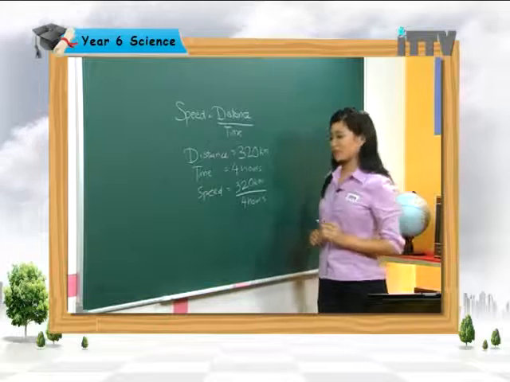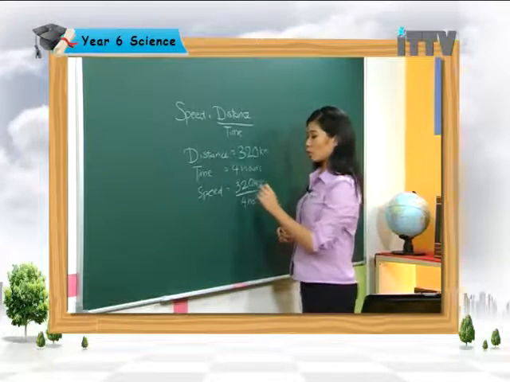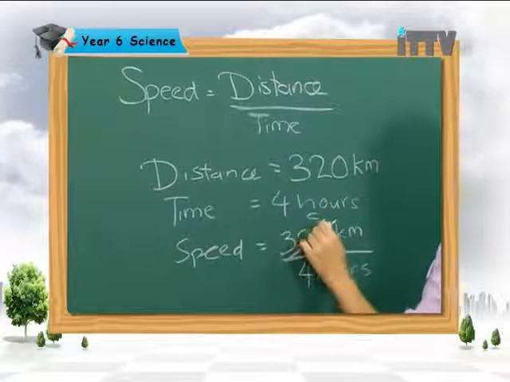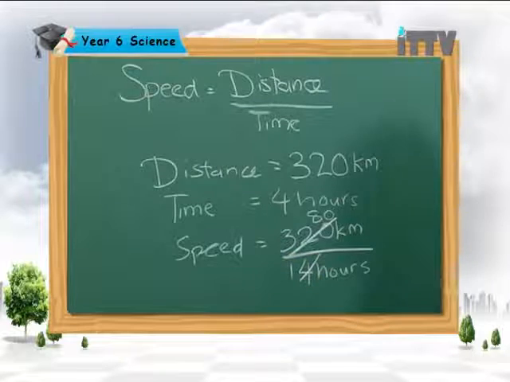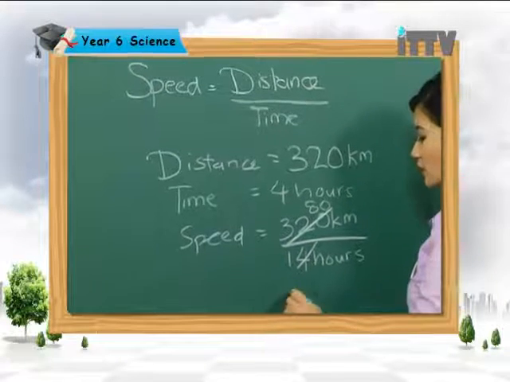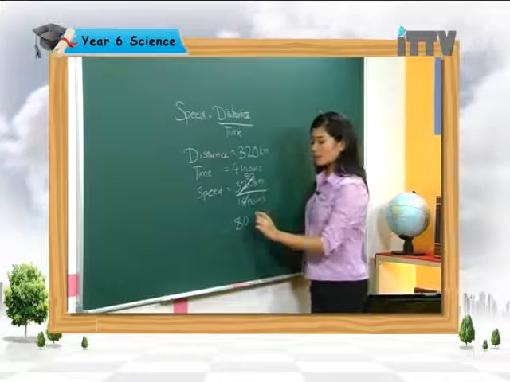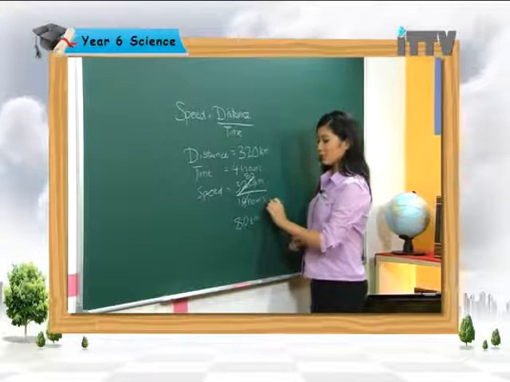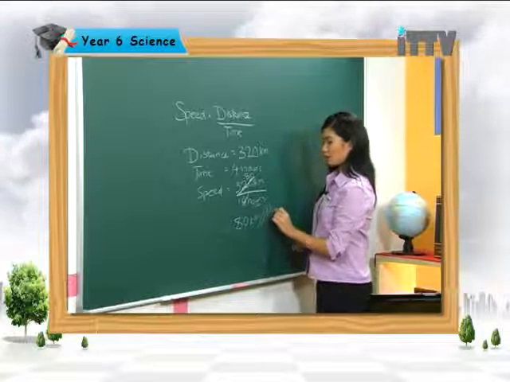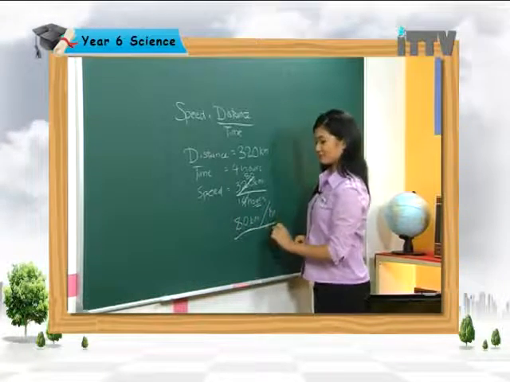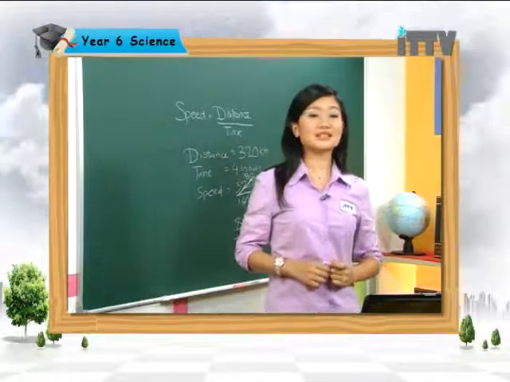Simple maths here. 320 divided by 4 equals, cut 80 and make this to 1. So the speed equals 80 kilometers per hour. Simple, isn't it? Now we shall move on to the second question.